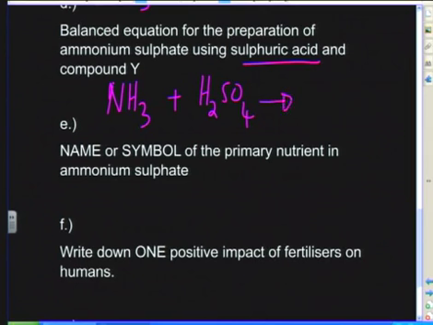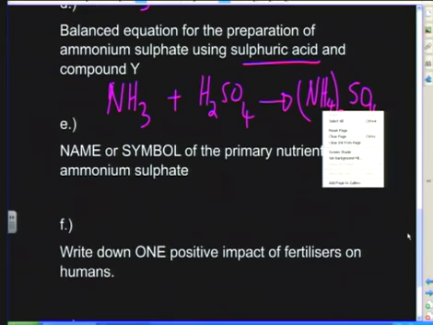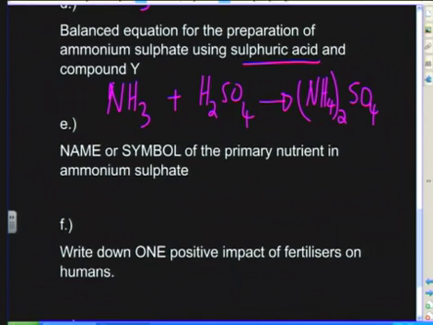ammonium sulfate, which is going to be (NH4)2SO4. Remember, 2 there, S O 4. So they want you to write it correctly like that. And you have to balance it. What do you have here? You've got 8 hydrogens on the right. You've got 5 on the left.